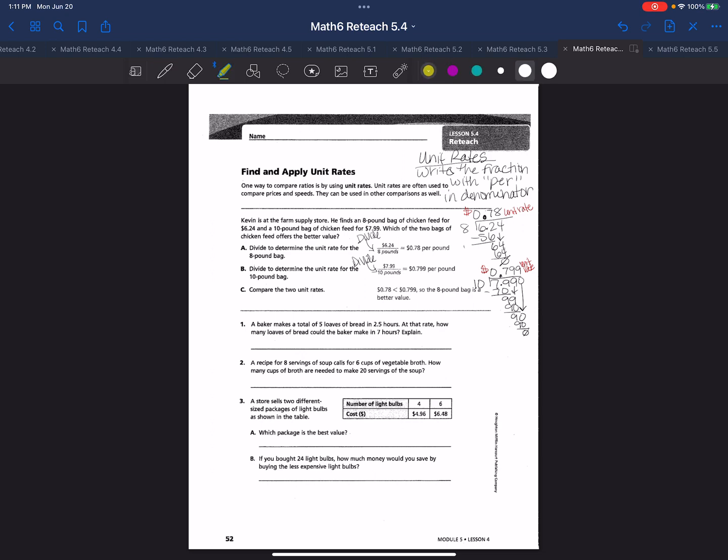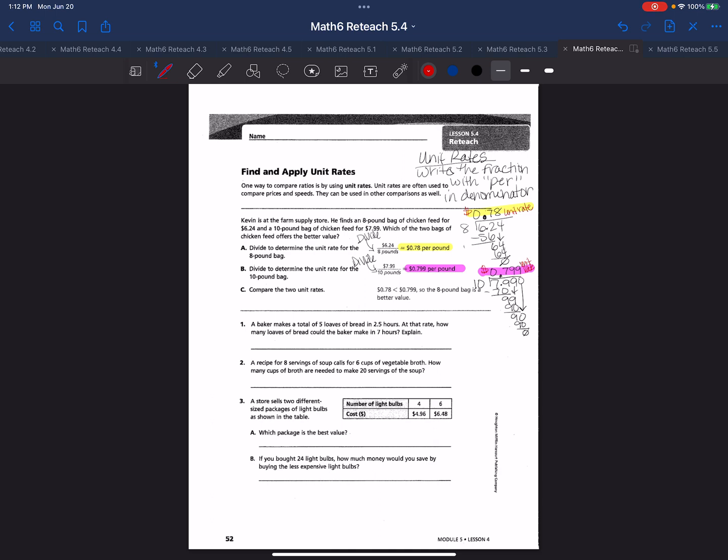So if we look here at the first bag, you're doing 78 cents per pound. That's what I got here. For the 10-pound bag, it's 79 cents per pound after we did the division. So the next step is you need to compare those two unit rates to see which is the better value. And I know that 78 hundredths or 78 cents is less than 79 cents. So the 8-pound bag is a better value because I'm paying less money per pound.